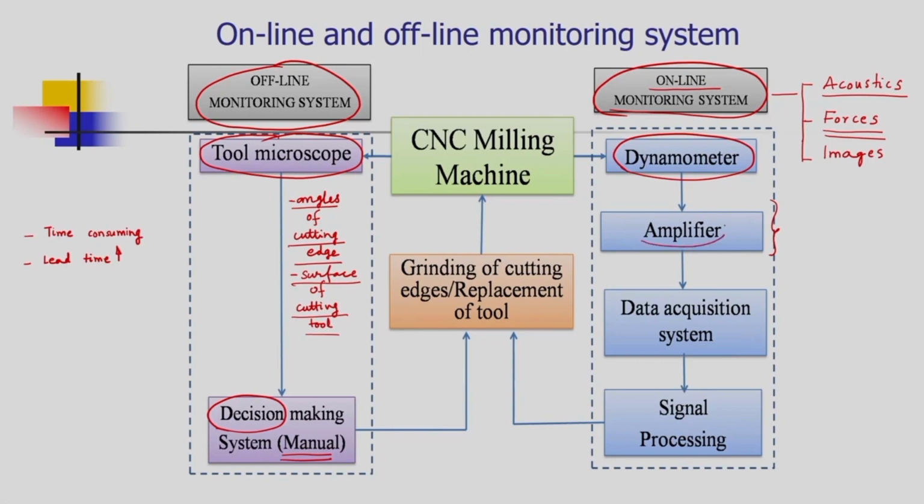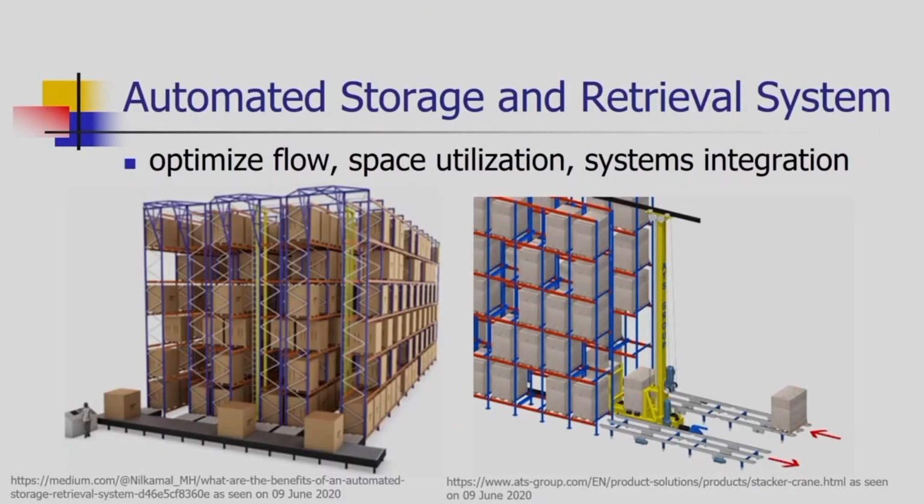So, amplifiers are required. We need to design a sophisticated data acquisition system, and that data acquisition system is helping us to take the required decision. Now, as far as automation in manufacturing is concerned, the next type of equipment which is very common and very important is the automated storage and retrieval system.